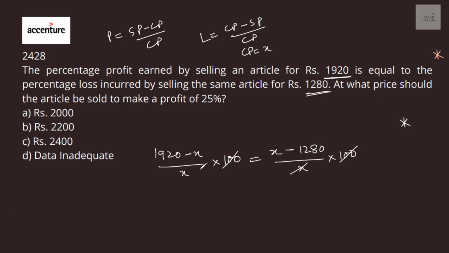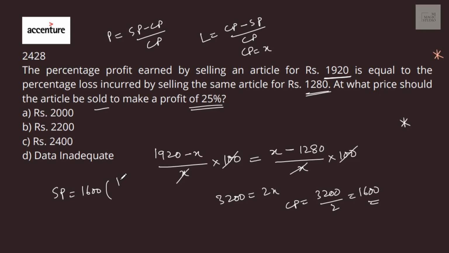So if we solve this, we can find the value of x. We have 2x equals 1920 plus 1280, that is 3200. So CP of the article is 3200 by 2, that is 1600. Now what next? At what price should the article be sold to make a profit of 25%? We need a new selling price. New selling price is cost price into 100 plus profit by 100. So this is 5, 4, and this will give us 2000. So new selling price 2000. Yes, it features in option A.